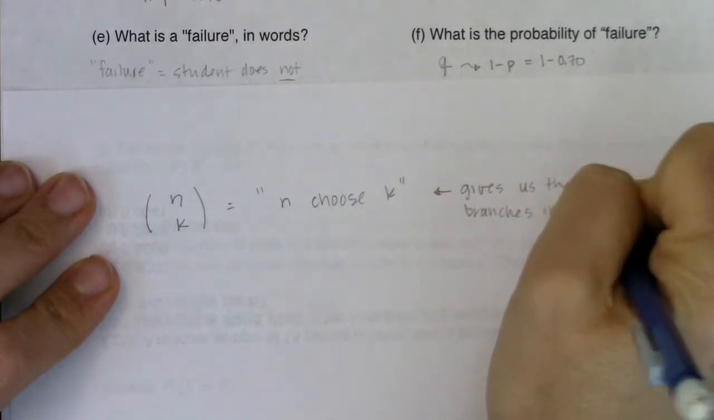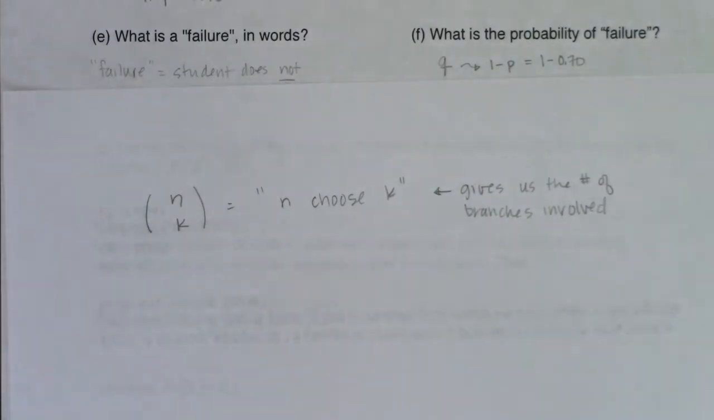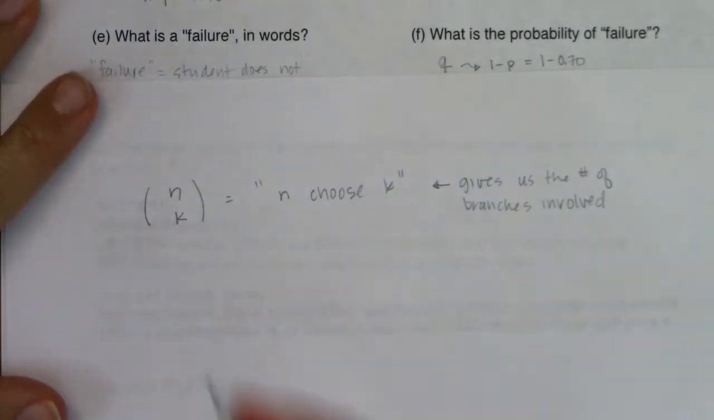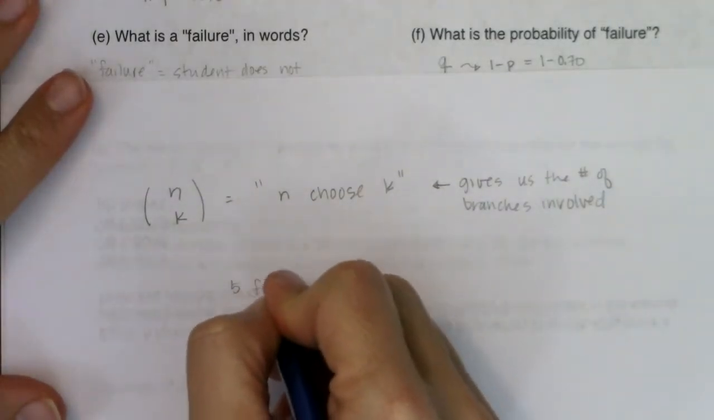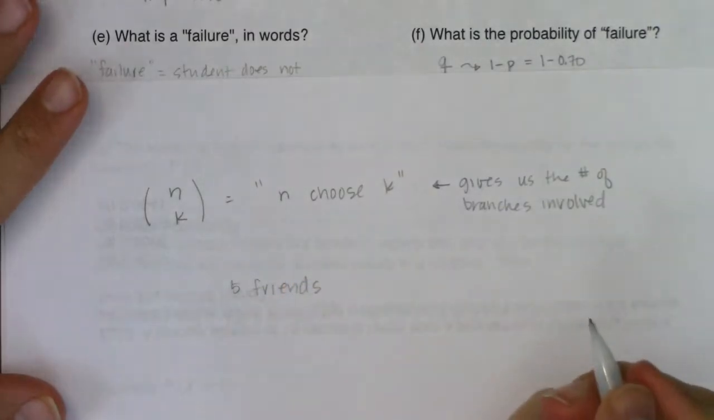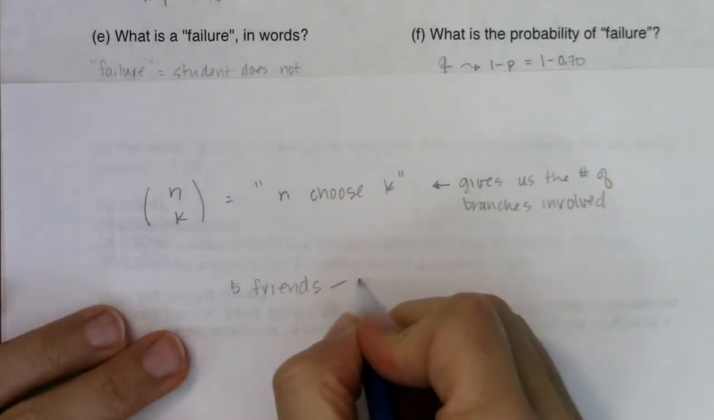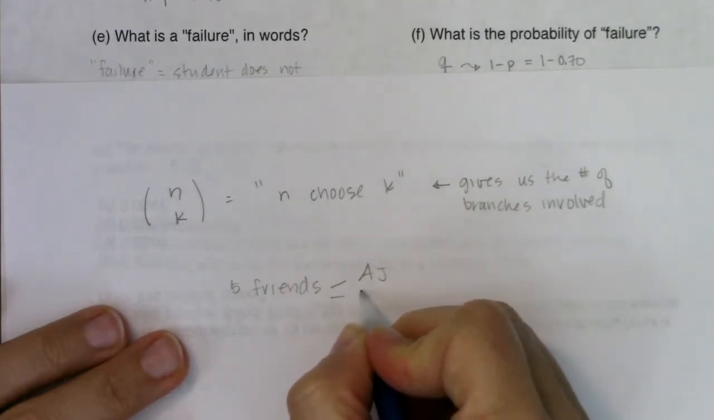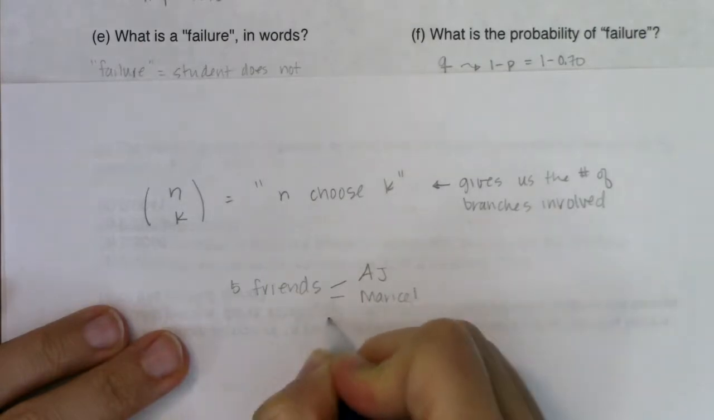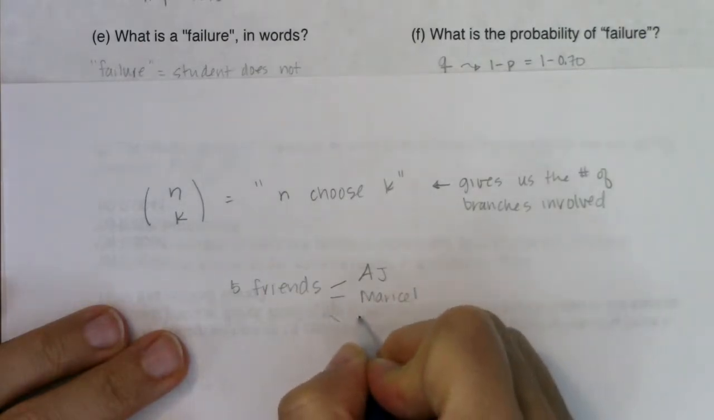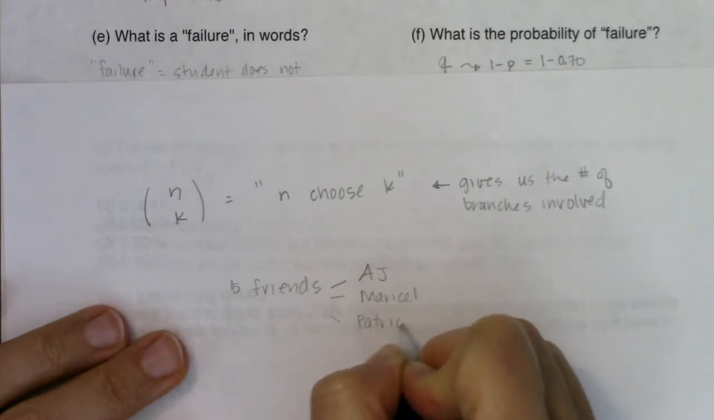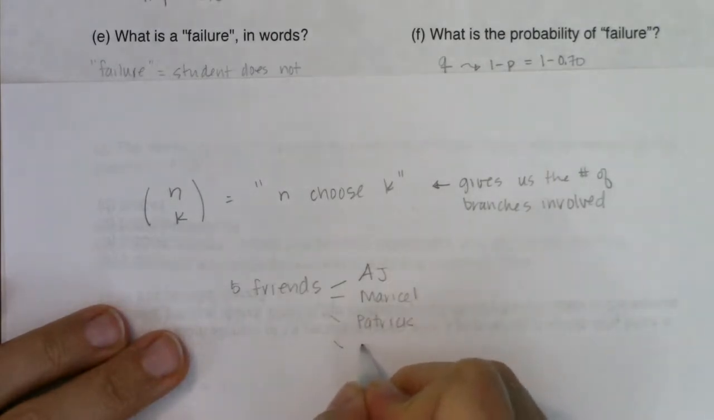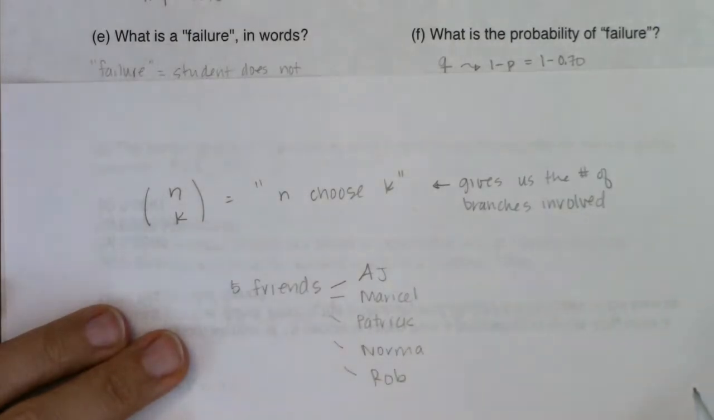And let me give you a for instance. So let's say I want to go to the newest Star Wars movie, since those are my favorite movies ever. And I have 5 friends, but I only have 2 tickets. So let's talk about my 5 friends. I'm going to put my husband on there, otherwise we'd be in some trouble. We've got Marisol, she would go. We've got Patrick, he would go. We could potentially take Norma, or maybe I'd take Rob. So there are 5 of my friends.